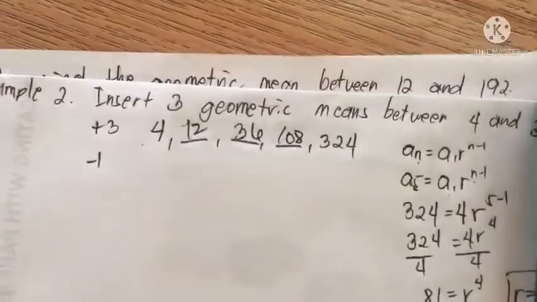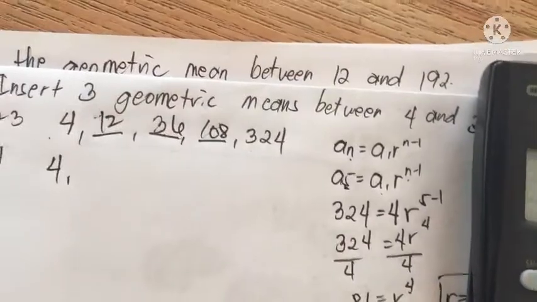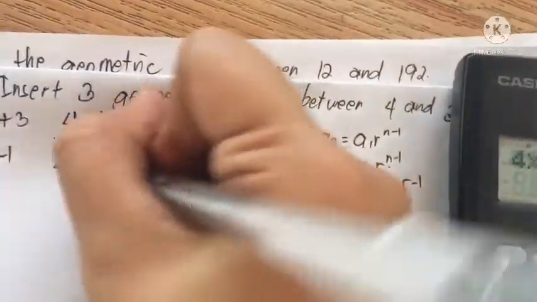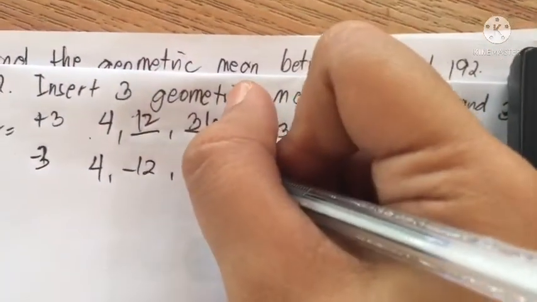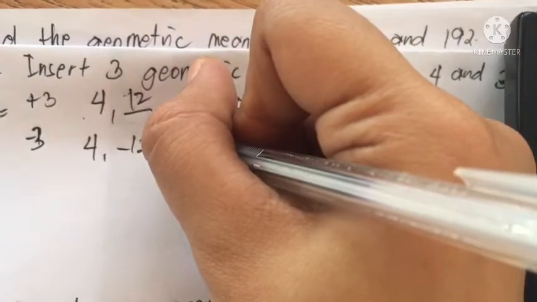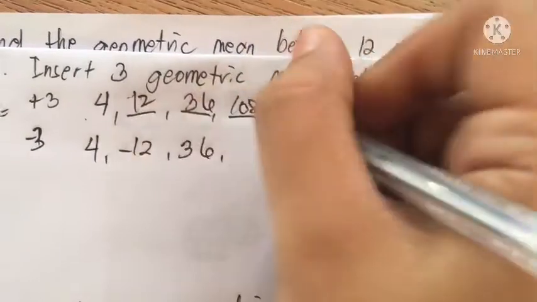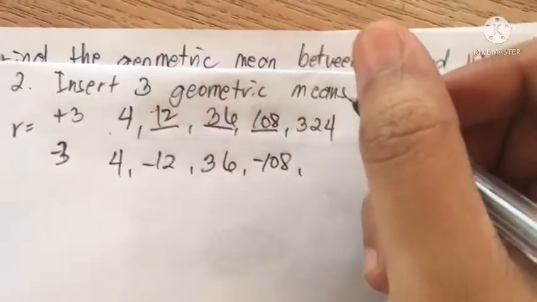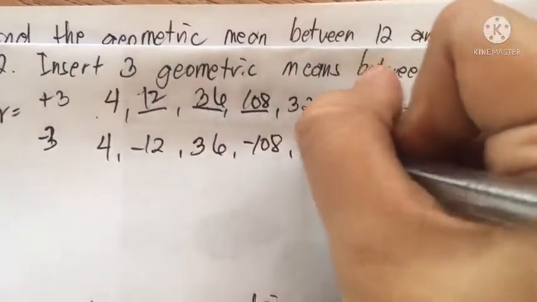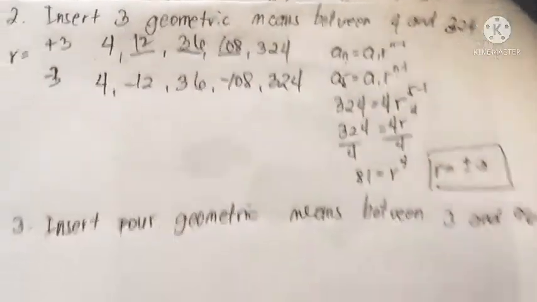Kung negative 3 naman yung gagamitin nating ratio natin, so we have 4. So, 4 times negative 3, the answer is negative 12, times negative 3, the answer is positive 36. Next, 36 times negative 3, the answer is negative 108. Negative 108 times negative 3, the answer is positive 324. Okay?